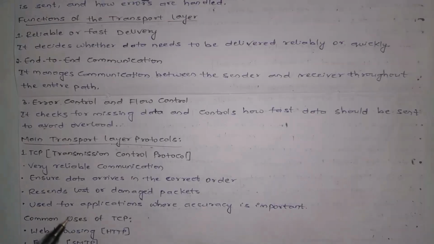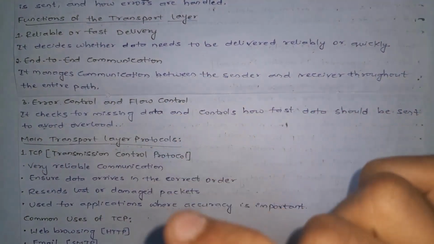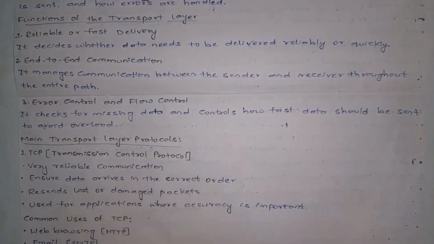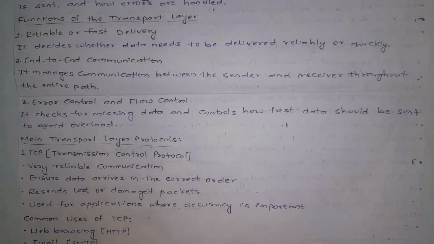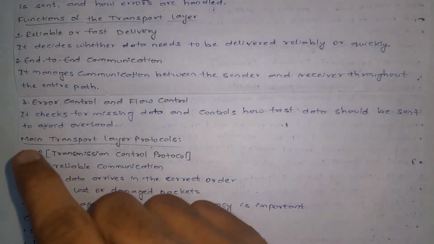These are various functions of the transport layer. And the first one is reliable or fast delivery. Thus, the transport layer makes sure that data reaches the receiver quickly. And the second one is end-to-end communication. The transport layer will maintain the entire path, so the sender can send data to the receiver without any errors. And the third one is error control and flow control.